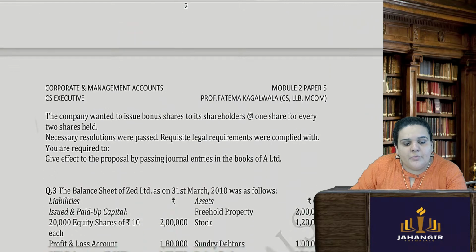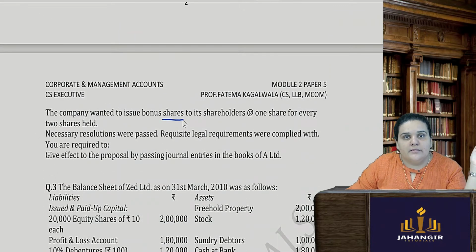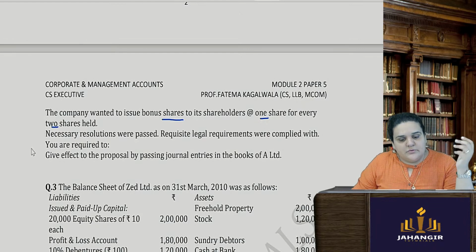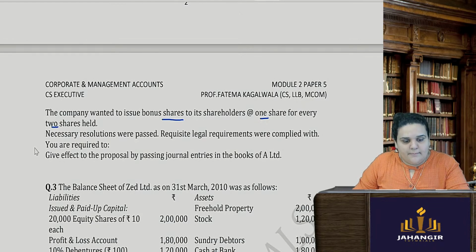The company wanted to issue bonus shares to its shareholders at 1 share for every 2 shares held. Necessary resolutions were passed and legal requirements were complied with. You are supposed to pass the journal entries.